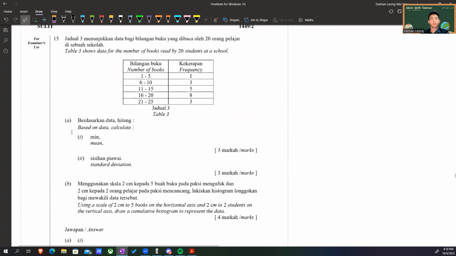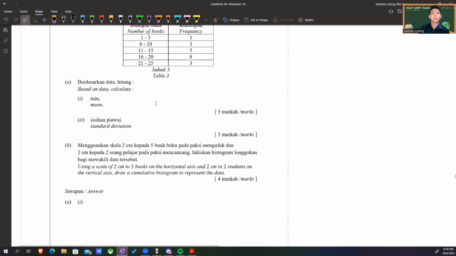Then question 15. Table here shows data for number of books read by 20 students at the school. So first find the mean and then the standard deviation based on this. Mean and standard deviation for group data, I need to use midpoint. So just add the lower and upper limit together, divide by 2. So 3, 8, 13, 18, 23. Yeah, that's the midpoint.